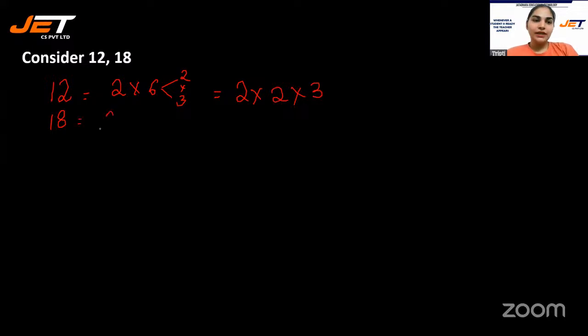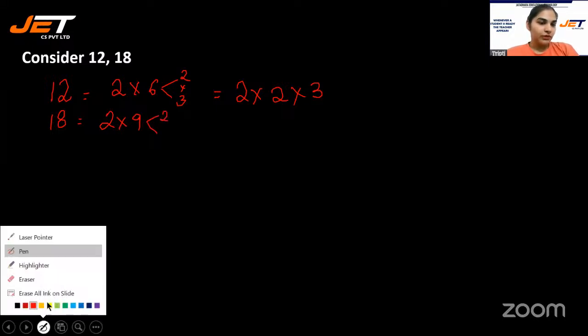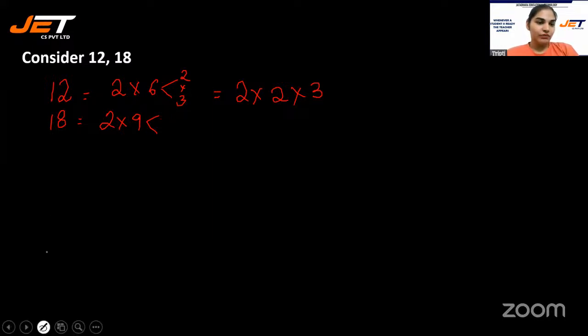Okay, so for 12 and 18, I will do this, and then we will carry forward. So LCM of 12 and 18, first we will do the prime factorization. 12 is 2 times 6, but we have to split this 6 because 6 is not a prime number. We can split it as 2 times 3. So it is 2 times 2 times 3. And 18 is 2 times 9. But again, 9 is not a prime number. I have to split it into 3 times 3. So I can write it as 2 times 3 times 3.